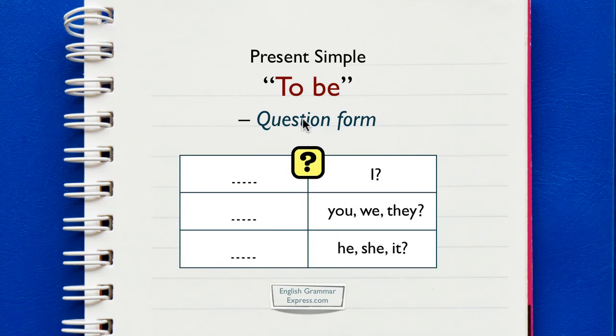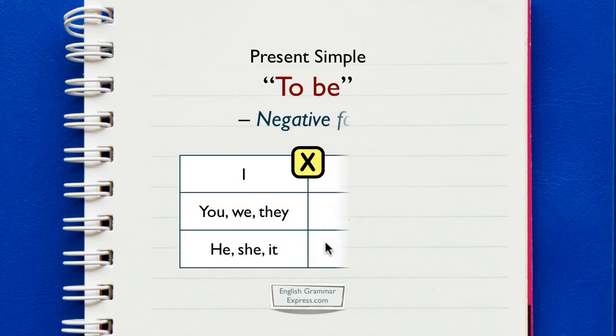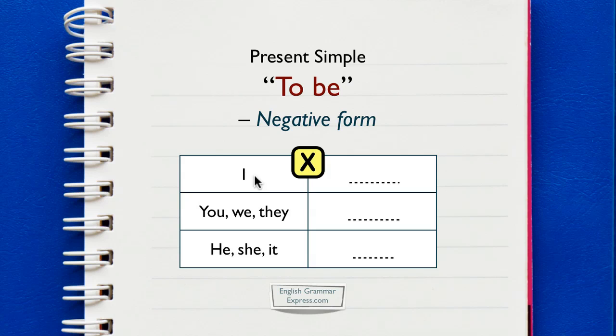Let's now go to the question form for to be. Am I? Are you, we, or they? And is he, she, or it. That's question form. And finally, the negative form. And here we have I am not, you, we, they are not, and he, she, it is not.